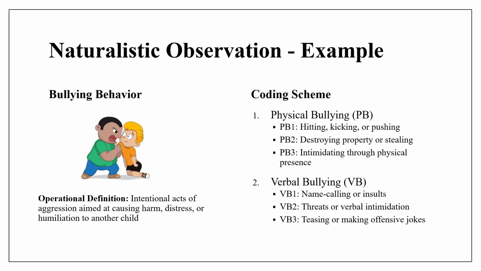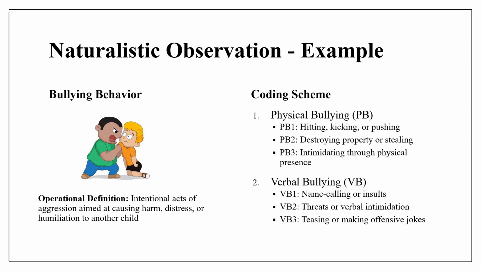So let's say that as a researcher, we are interested in bullying behavior, and we have operationalized bullying behavior as the intentional acts of aggression aimed at causing harm, distress, or humiliation to another child. And again, once we've discussed the construct, the variable, decided those observable indicators, and we've come up with an operational definition, which will tell you how the variable is to be measured, then we can start developing a coding scheme. And here I created a very quick coding scheme.